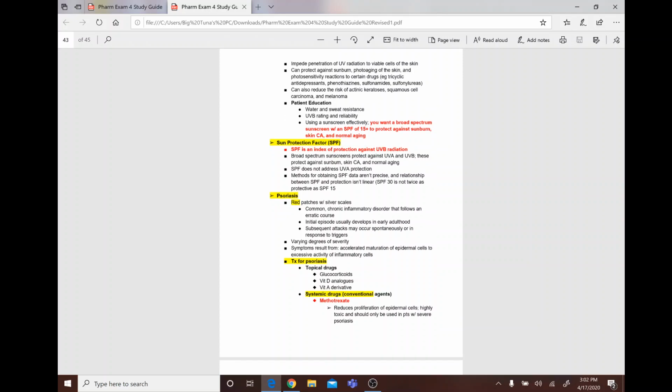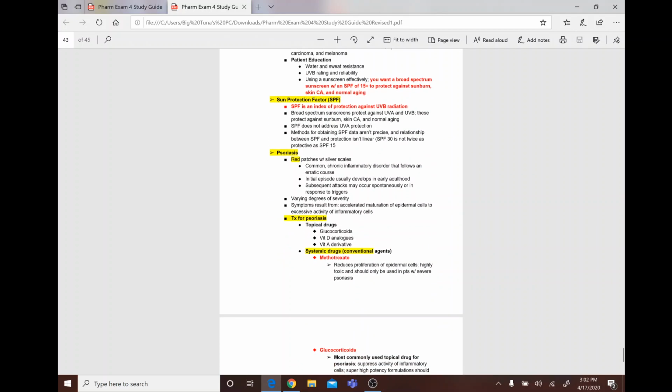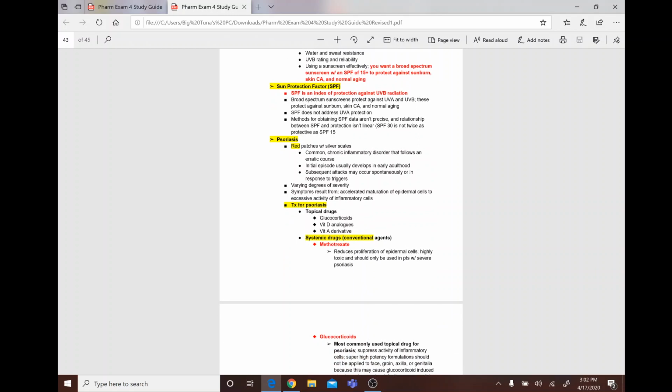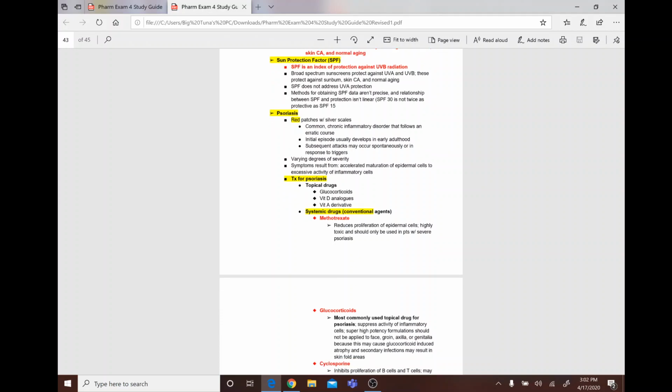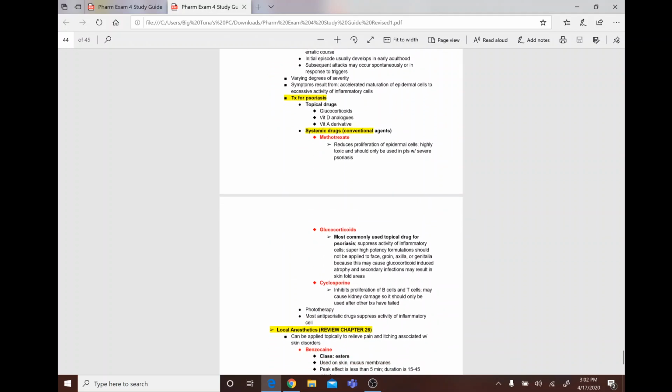What is psoriasis? Red patches with silver scales. How do we treat psoriasis? We can do topical drugs like glucocorticoids, vitamin D analogs, vitamin A derivatives. You can use methotrexate, glucocorticoids, and cyclosporine.